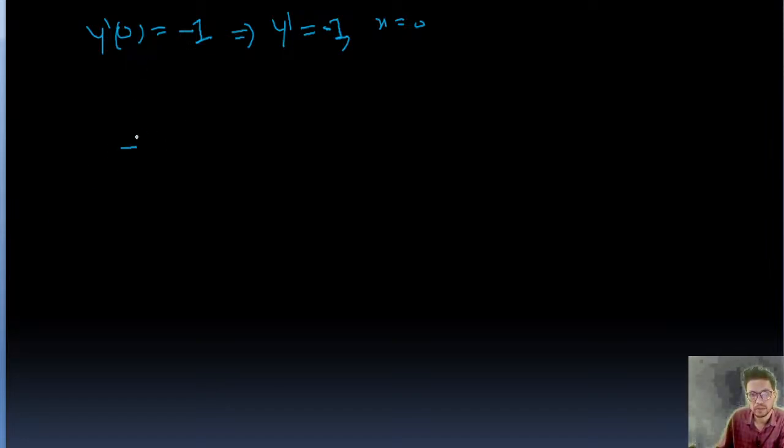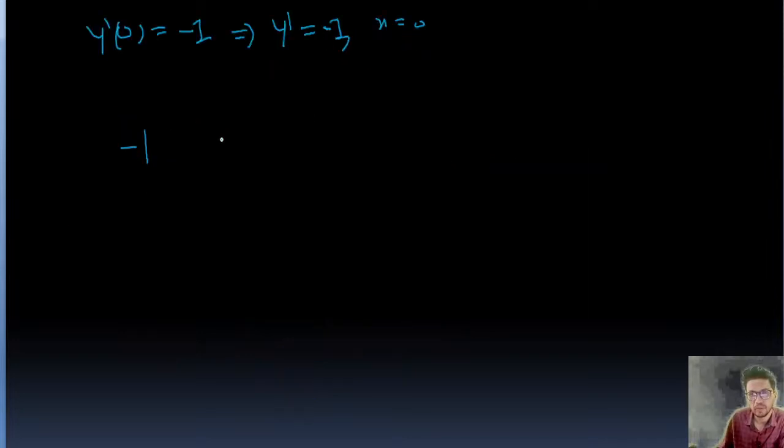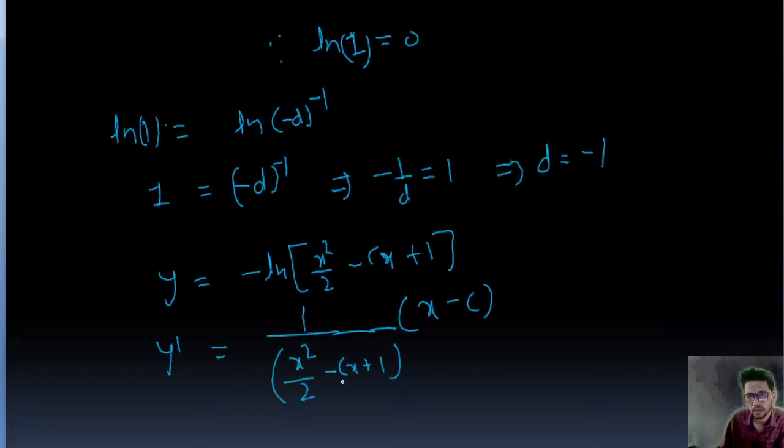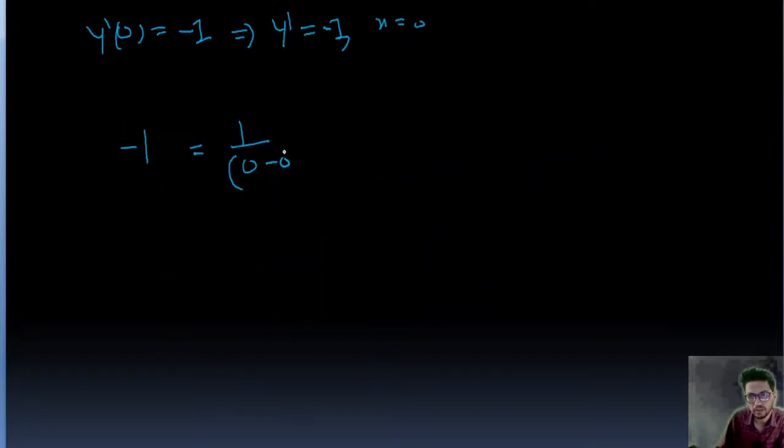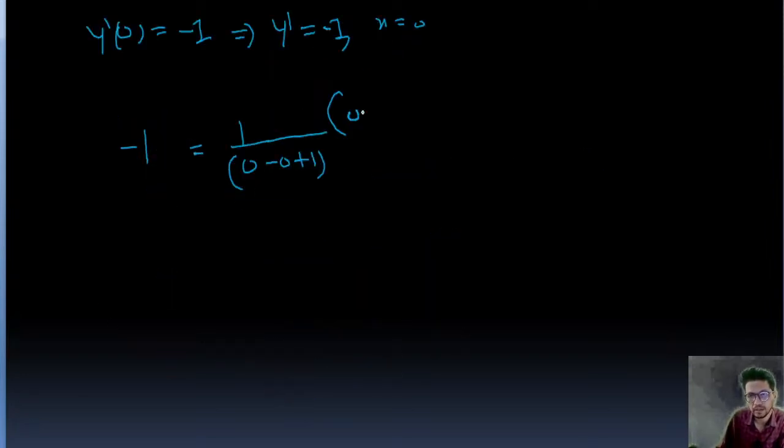So this minus 1 is going to be, we'll put the value in y dash of x. So y dash upon 1 is equal to 1 upon, this value is going to be 0, right? X square by 2 means 0, and x is 0. Minus 0 plus 1 into x minus 1. X is 0, 0 minus c, right?